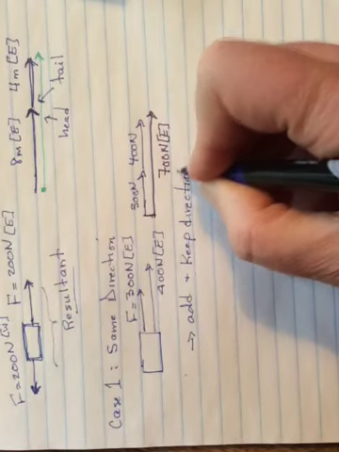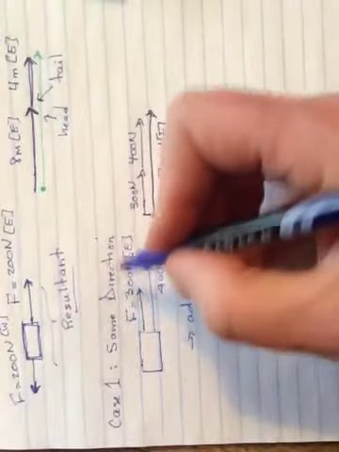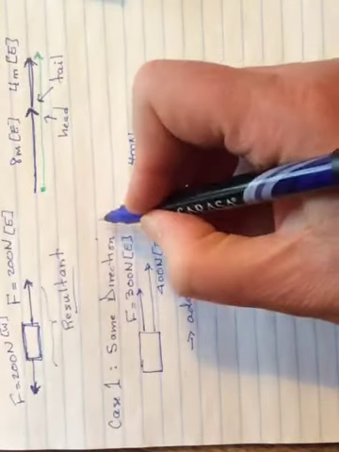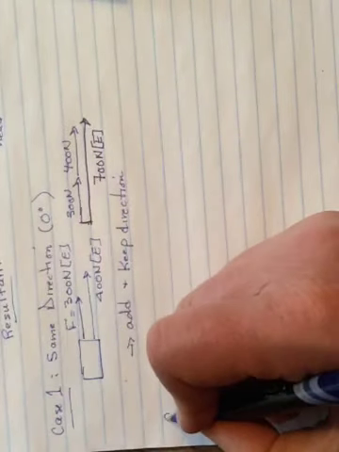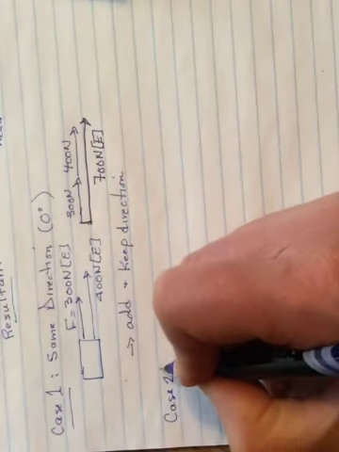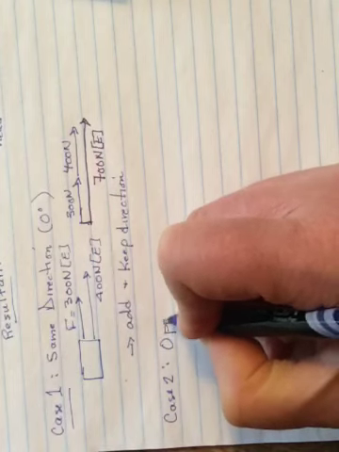Remember I said borderline common sense? Hope that is. If two vectors are going in the same direction, we say the angle between them is 0 degrees because they're running along the same line here. Okay, so that's case 1. Case 2 is equally common sense. Case 2 is when they act in opposite directions.